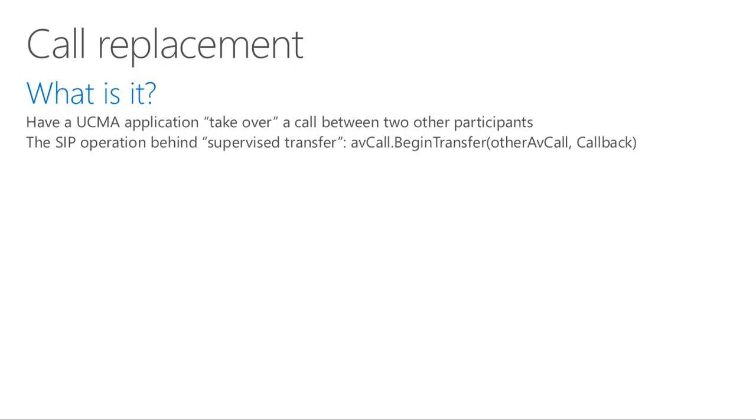There is one implementation of call replacement that's in UCMA, and that's in what's called the supervised transfer. Supervised transfer is when you call the begin transfer method, but instead of passing in a SIP URI to transfer to, you pass in a different audio-video call object. And what that does is it transfers the initial call, and when the call comes in, it actually takes over the other call. So the person who is talking, who is connected with your UCMA application, is now connected to a different call with your UCMA application.